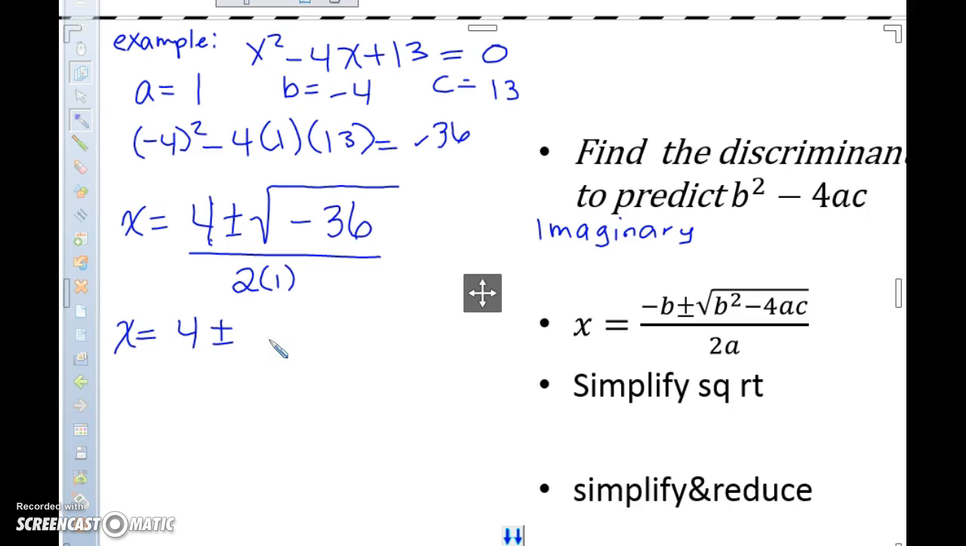Square root of negative 36 is what? 6i. Plus or minus 6i, all over 2. Mickey Mouse reduce if possible.